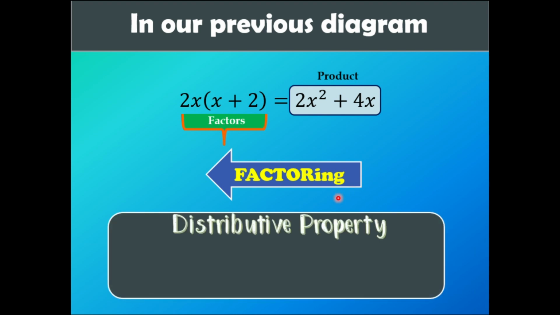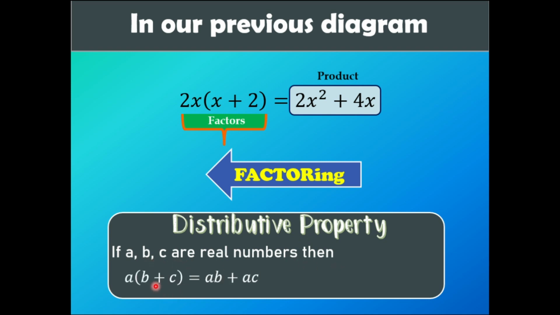So what do we mean by the distributive property? If a, b, c are real numbers, then a times quantity b plus c equals ab plus ac. This is the process of multiplying polynomials, a monomial times a binomial. Now we can reverse this process. So we have ab plus ac is equal to a times quantity b plus c. This process here is what we're going to do.